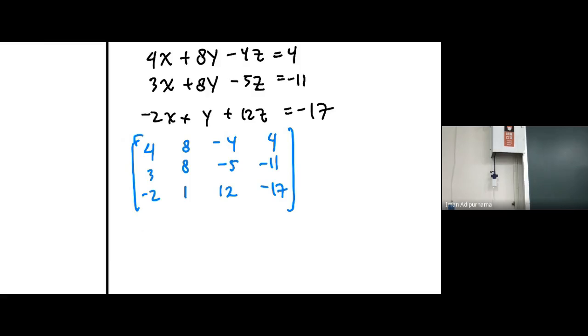If we see 4, 8, negative 4, and 4, let's just divide by 4, right? So it becomes 1, 2, negative 1, 1. Or you can use another number, but if you divide, maybe you have fractions, right? It becomes rational. So probably the best way is to divide by 4 first to get this one.